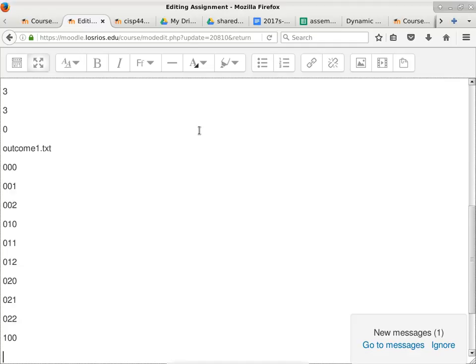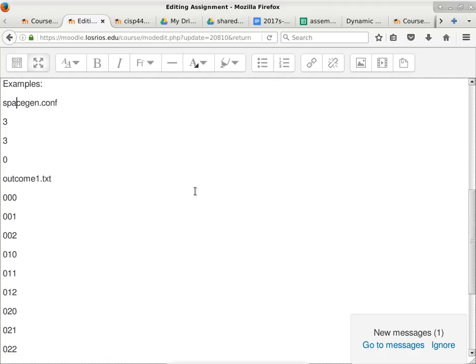How many rows do you think this file is going to have? The last one is going to be a 222. What is going to be the number of lines of this particular configuration? 27, okay? 27 because it is 3 to the power of 3.